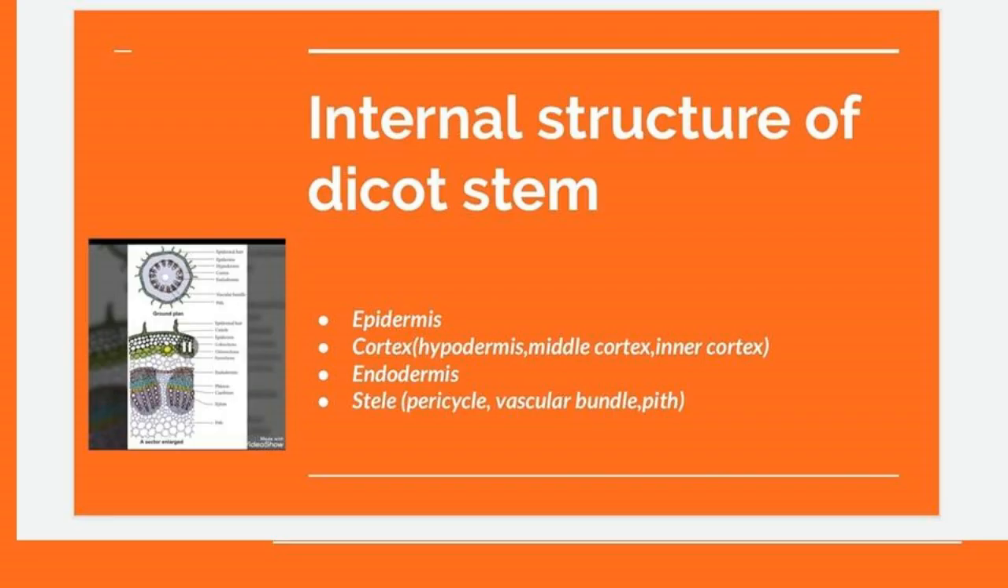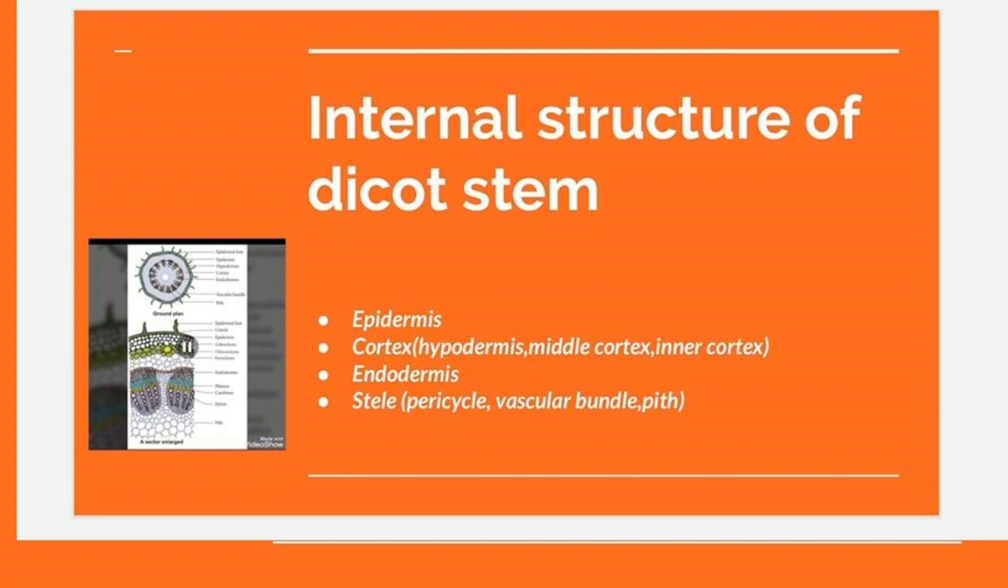In this we are going to see the internal structure of dicot stem. First one is epidermis, second one is cortex, third one is endodermis and fourth one is stele. The epidermis is the outermost layer, a single layer of parenchyma cells, covered with a cuticle. The internal structure of dicot stem, an example is the sunflower.